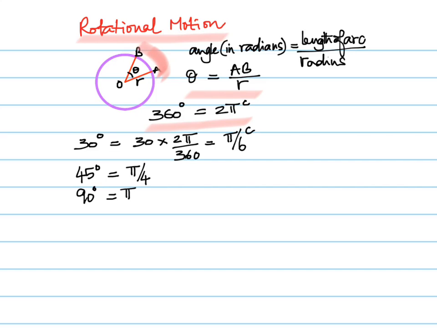180 degrees is how much? Pi. And 90 degrees is pi by 2. So you need to know that. That's the basic stuff that you need to know.